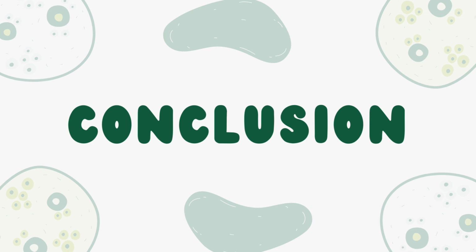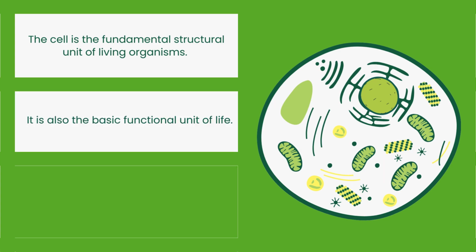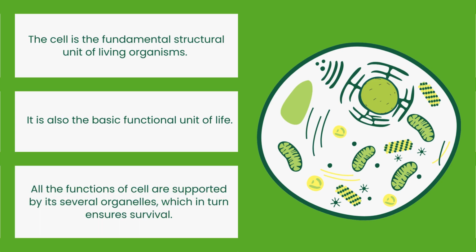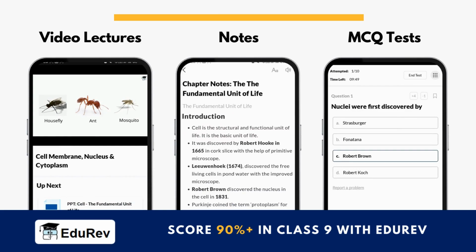Conclusion. The cell is the fundamental structural unit of living organisms. It is also the basic functional unit of life. All the functions of cell are supported by its several organelles, which in turn ensures survival. We hope that you have understood the concept of cell organelles.